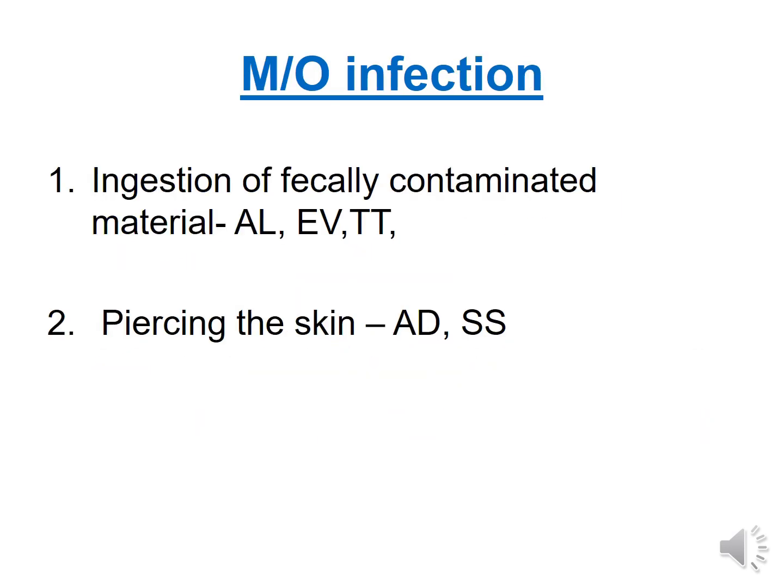The mode of transmission or infection is, one, by ingestion of fecally contaminated material, which occurs with Ascaris lumbricoides, Enterobius vermicularis and Trichuris trichiura. Second is by piercing the skin, which occurs with Ancylostoma duodenale, that is hookworm, and Strongyloides stercoralis.